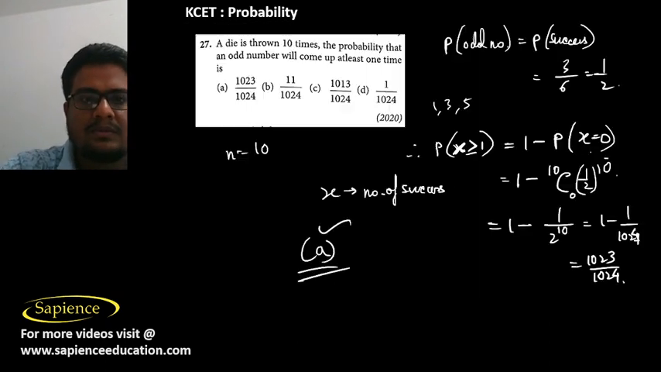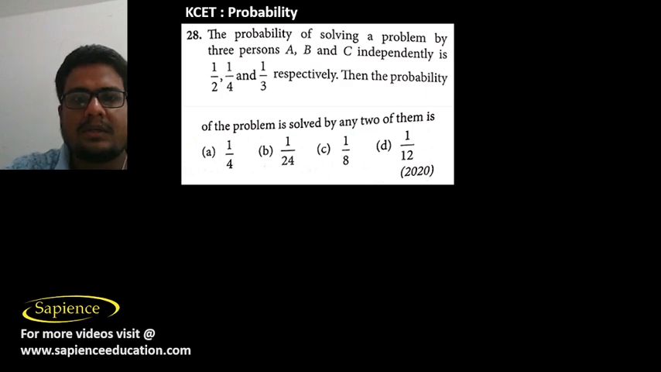Then in question number 28, it is told the probability of solving a problem by 3 persons A, B, and C independently is 1 by 2, 1 by 4, and 1 by 3 respectively. Then the probability that the problem is solved by any two of them, it means the probability that any two of them solve.